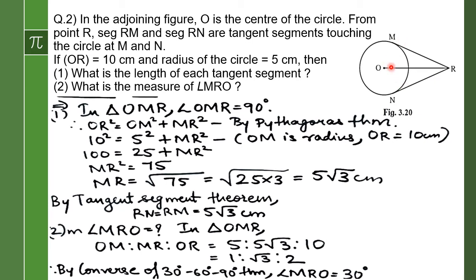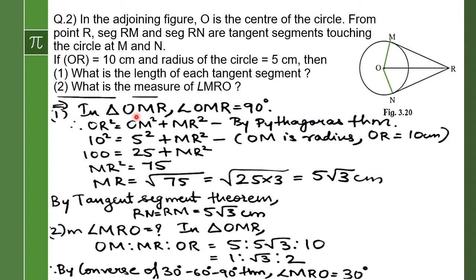One is joining OM and then joining ON. So let's do that. Okay, so from the center we have joined the points of contact of the two tangent segments RM and RN. Now OM is perpendicular to MR and ON is perpendicular to NR by the tangent theorem. So when we make the construction we notice that fact also. Now first we need to find the length of each tangent segment. So consider one of the triangles. Here two triangles are formed, triangle OMR and triangle ONR.